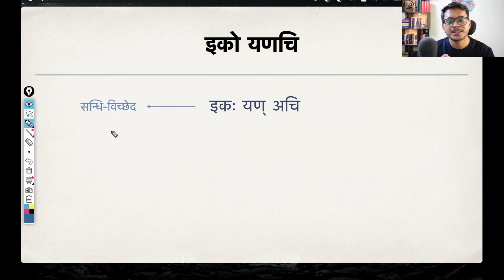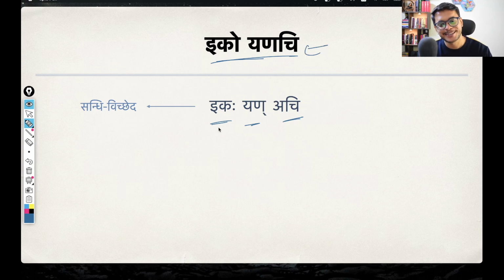If I do the Sandhi Vicheda, because this is also a Sanskrit verse, it is Ikaha, Yan and Achi. These are the three padas that I get out of this sutra. And actually that is the beauty, that the Sandhi Sutras themselves use Sandhi, because you see here Ikaha Yana, there is a Ukara Sandhi happening. But again, I don't want to go into that. The point is, the sutra is Eko Yanachi. If I do the Sandhi Vicheda, these are the three padas that I get: Ikaha, Yan and Achi.